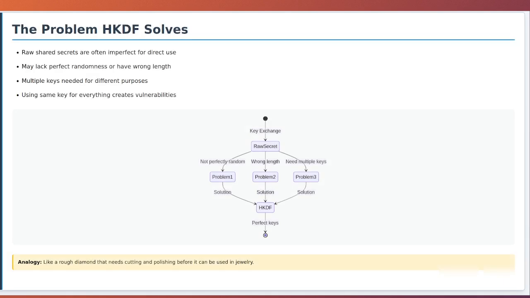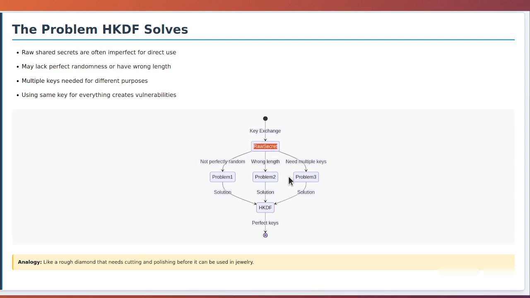The problem HKDF solves. Before we understand what HKDF does, we need to understand the problem it solves. Imagine you are building a secure messaging application. You and your friend establish a shared secret, maybe through a key exchange like Diffie-Hellman. Great, but here is the thing. You cannot just use that raw shared secret directly for encryption.